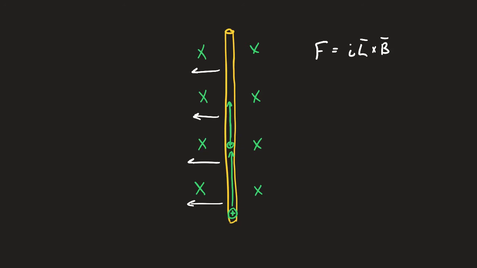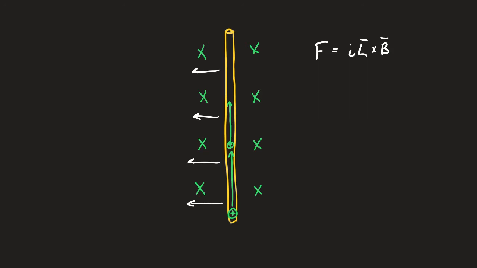Current is not a vector, even though that doesn't make any sense to me. I don't like that it's not a vector. It bugs me that current's not a vector, but it can't be a vector because it's charge per time. It doesn't have direction. The wire's length, on the other hand, is a vector.